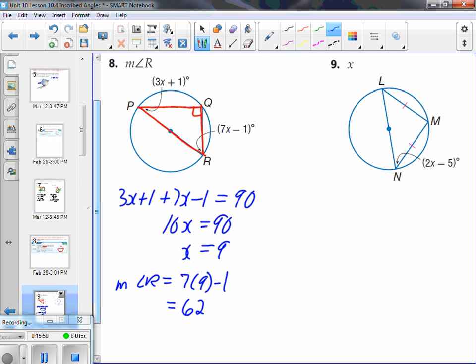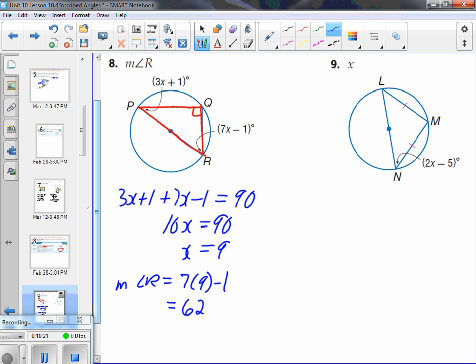Now let's take a look at number 9. We know that angle M is a right angle, don't we? So that makes LMN a right triangle. Hey, since segment LM is congruent to segment MN, what kind of a right triangle is this? It's a 45, 45, 90. It's a right triangle and it's isosceles. The only kind of right triangle that's also isosceles is a 45, 45, 90.